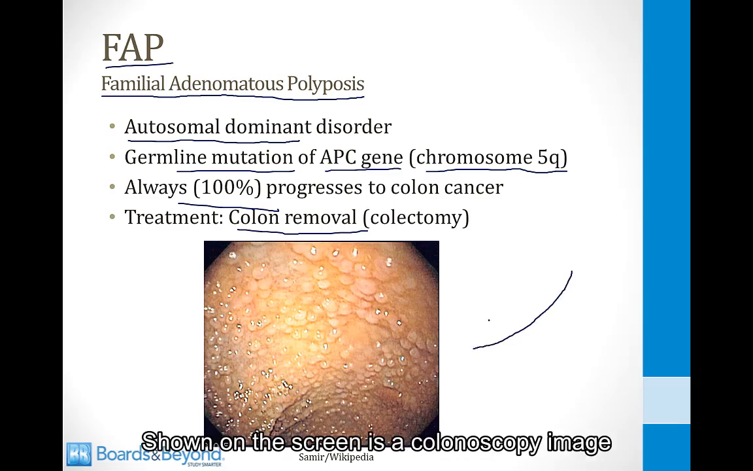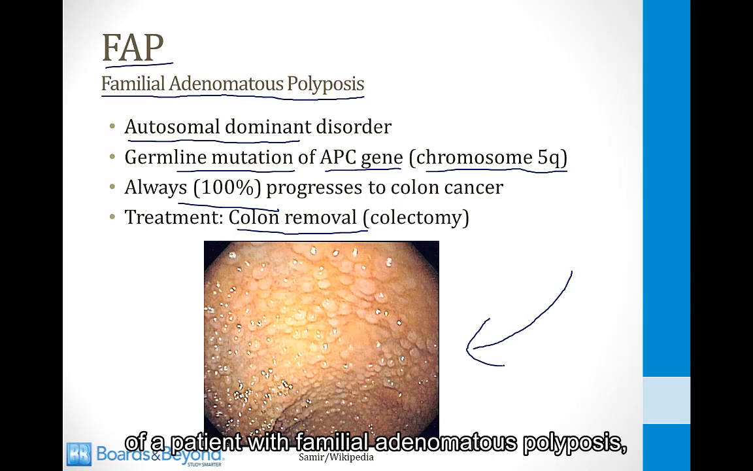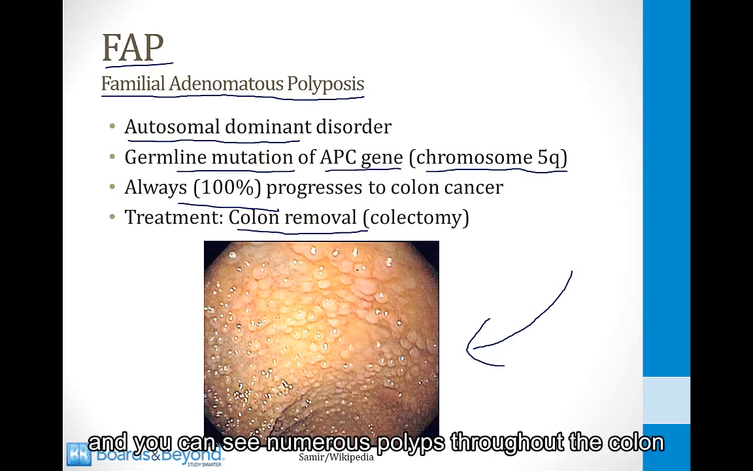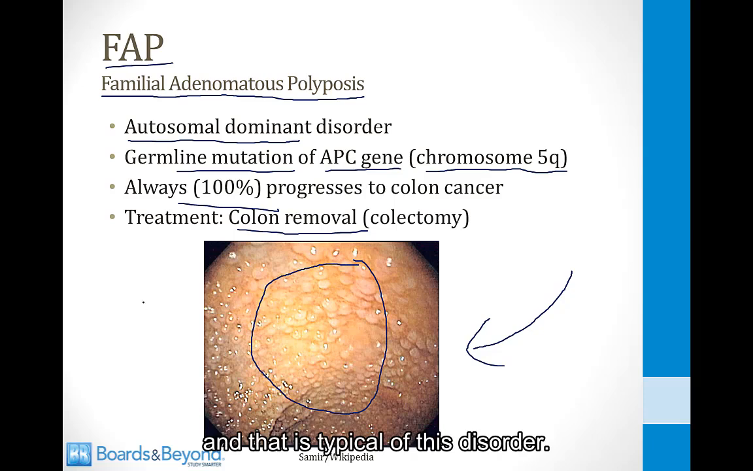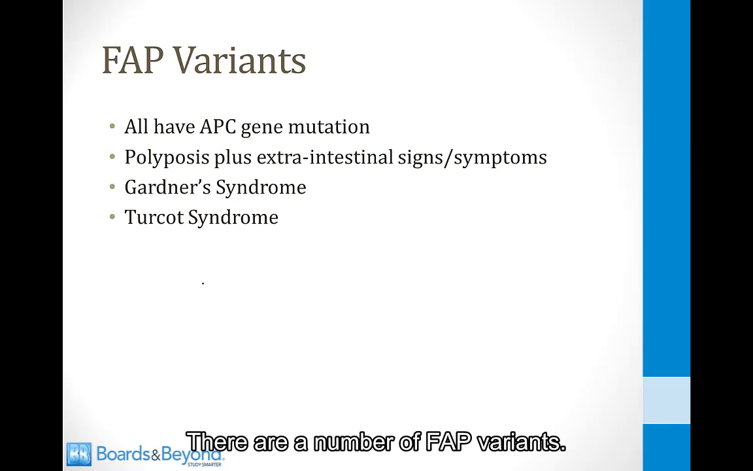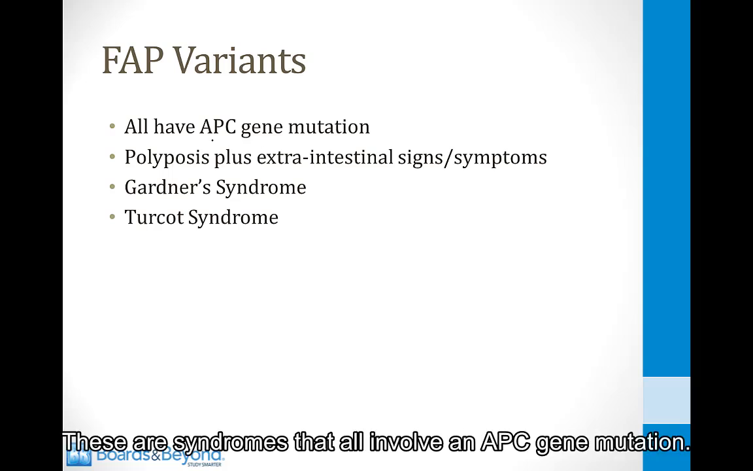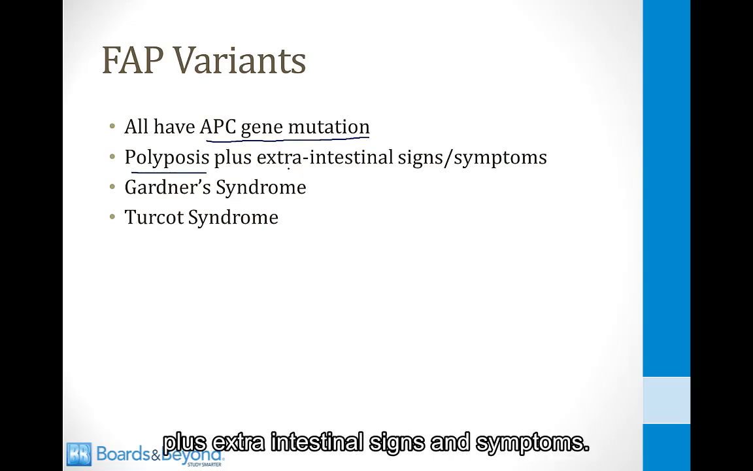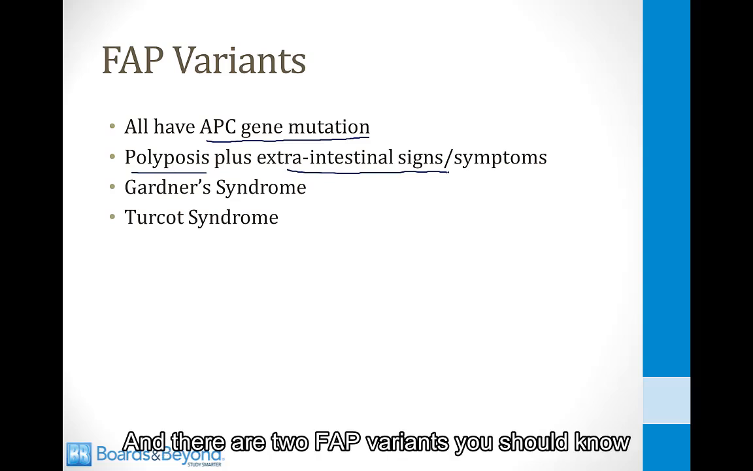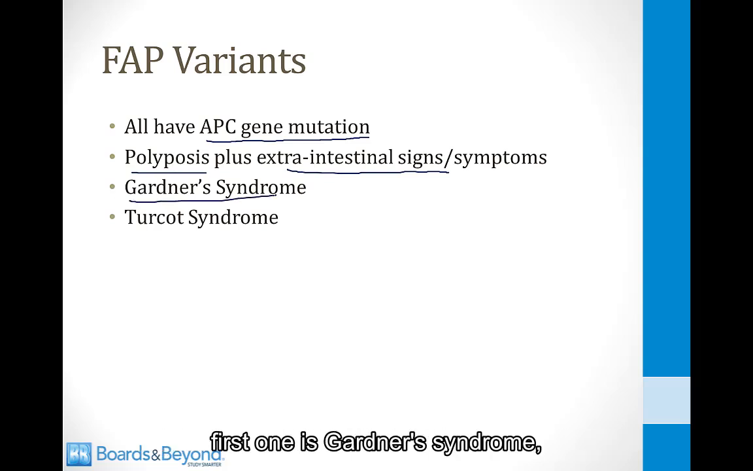Shown on the screen is a colonoscopy image of a patient with familial adenomatous polyposis, and you can see numerous polyps throughout the colon, and that is typical of this disorder. There are a number of FAP variants. These are syndromes that all involve an APC gene mutation. They have polyposis of the colon plus extraintestinal signs and symptoms, and there are two FAP variants you should know as a medical student. First one is Gardner's syndrome. The second one is Turcotte syndrome.